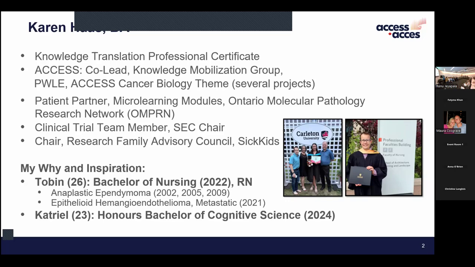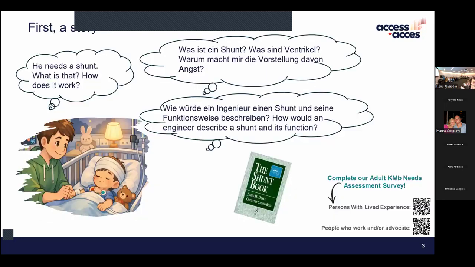Before we get into the details, I want to briefly establish why I'm talking about this. I've spent significant time working in knowledge mobilization, and what I'm sharing today is grounded in real projects based on best practices. But first, a story.